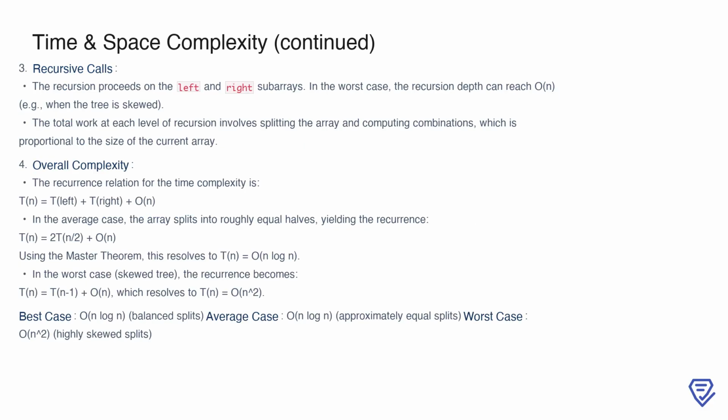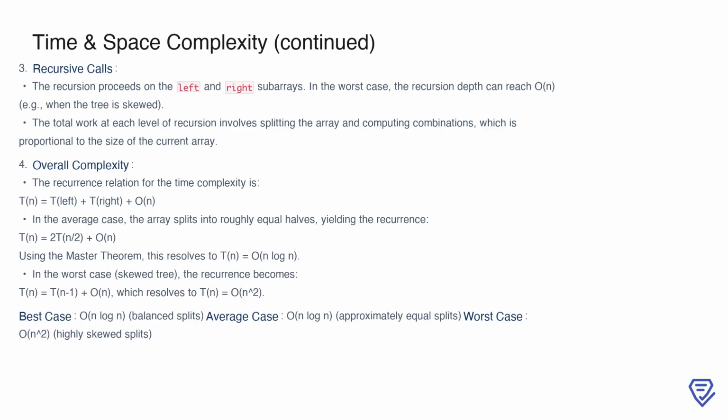Now, let's consider the recursive calls themselves. The recursion works on the left and right subarrays, and in the worst-case scenario, the recursion depth can reach O(n), such as when the tree is highly skewed. At each level of recursion, there is work proportional to the size of the current array, which includes array splitting and combination computation. Combining these, the recurrence relation for the time complexity is expressed as T(n) equals T(left) plus T(right) plus O(n). In the average case, the array splits into roughly equal halves, resulting in the recurrence T(n) equals 2T(n/2) plus O(n). Using the master theorem, this simplifies to T(n) equals O(n log n).